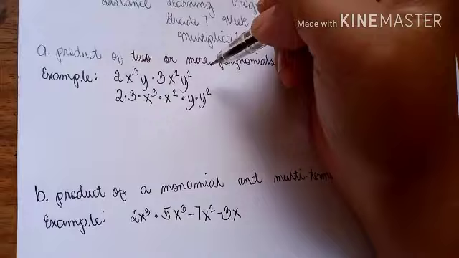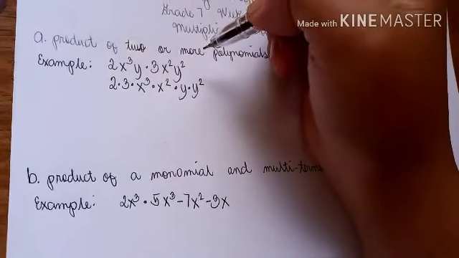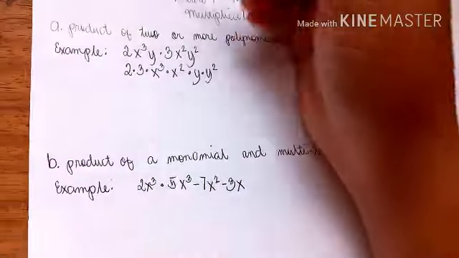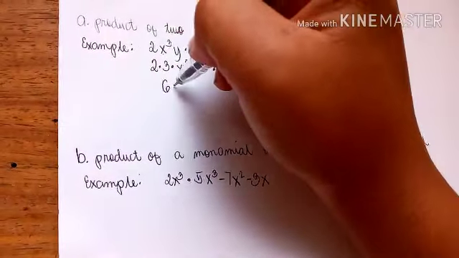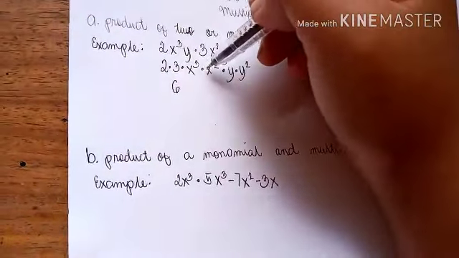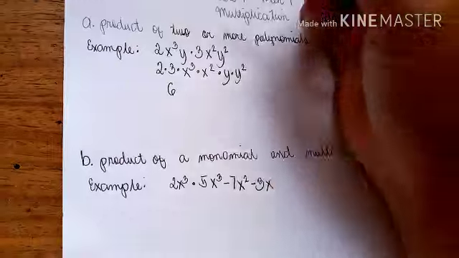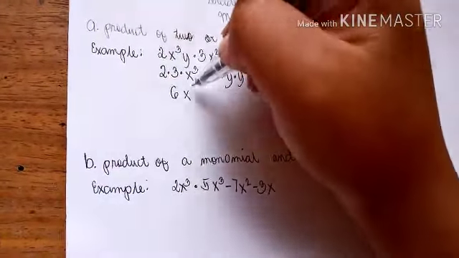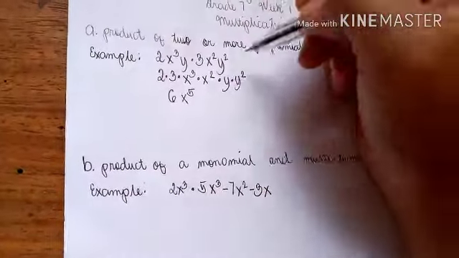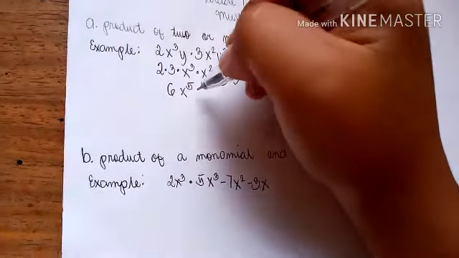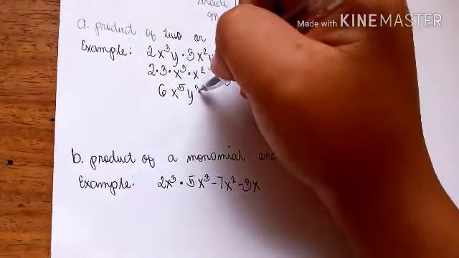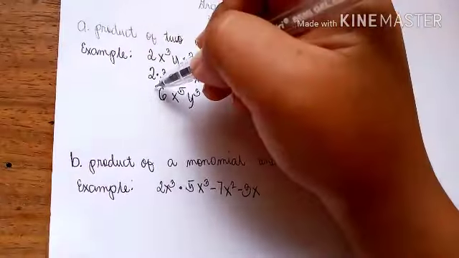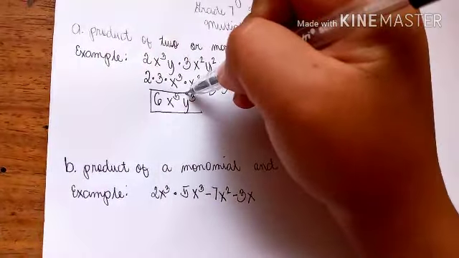Let's try to multiply already so we could get the answer. So 2 times 3 is 6 times, we have x cubed times x squared, that is x raised to 5, and y times y squared is y cubed. So this would be our answer already.